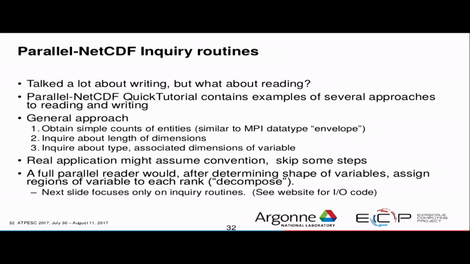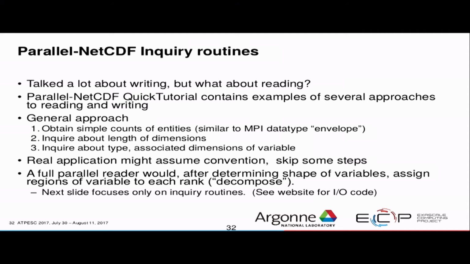So if you don't know anything about the file, first principles kind of coming into a file, you need to figure out what is in the file, how many variables, dimensions, attributes are in this file, and then for each one of those dimensions and variables, well, how big are they and how are they associated? So step one is what's in the file, two, how big are the dimensions, and three, how are they associated with variables?